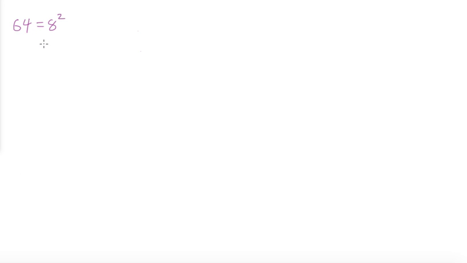and say, okay, well, 8 squared is 8 times 8. And 8 times 8 is 2 to the third times 2 to the third. So that would lead us to see that 64 written as a power of 2 is 2 to the 6th, like so.